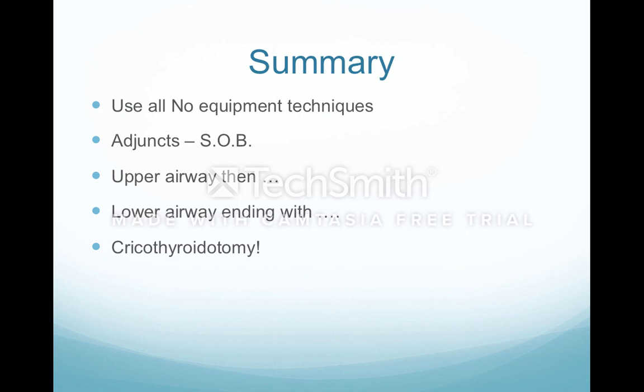And if that upper airway is still blocked, then you're going down to the lower airway. If you can't get any lower airway equipment in, such as an LMA or a King LT or an endotracheal tube, you're doing a cricothyroidotomy.